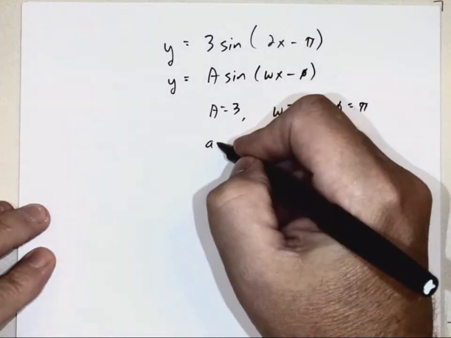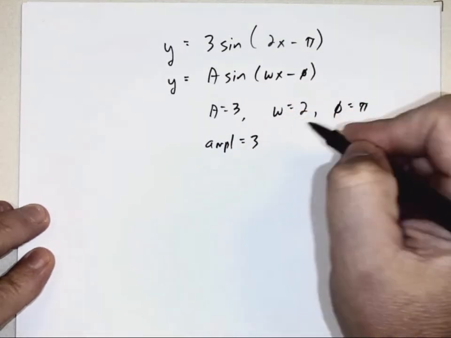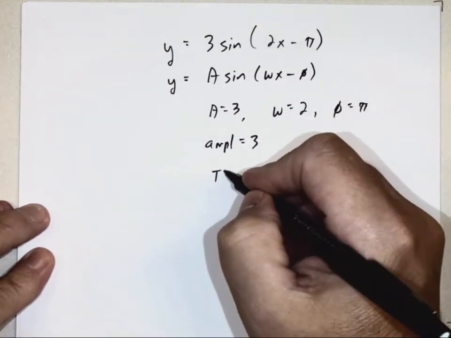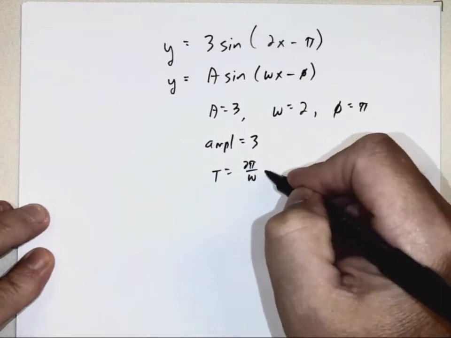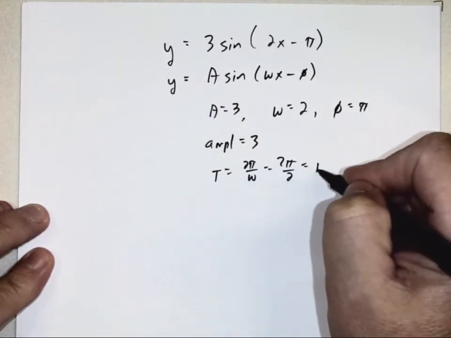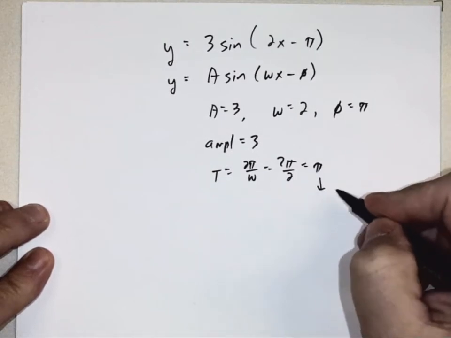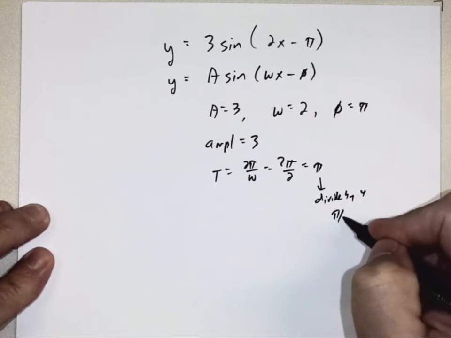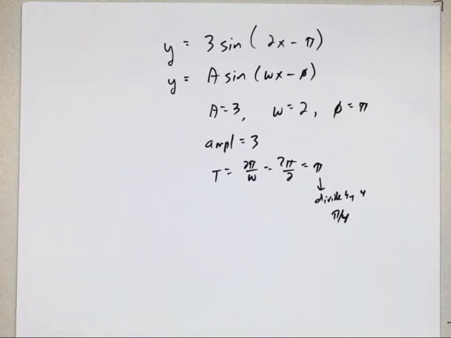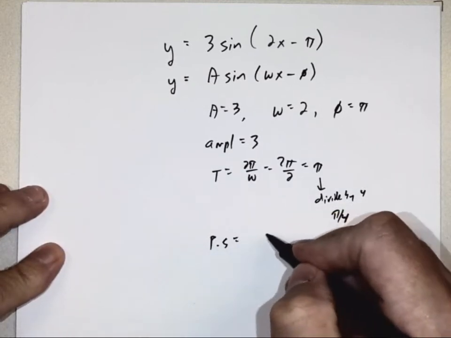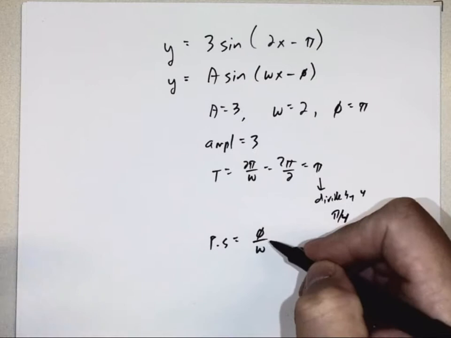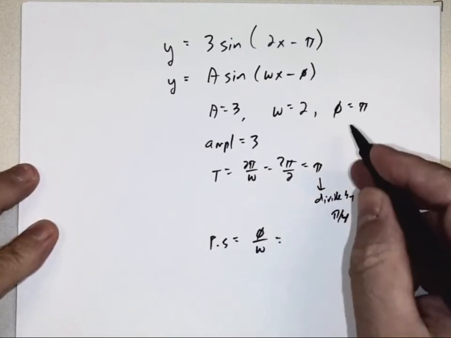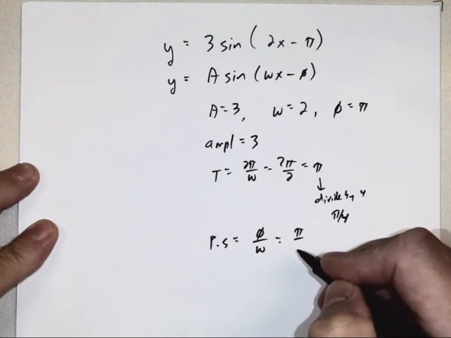Based upon that, amplitude's always easy. Amplitude's going to be 3. Period's pretty easy, right? 2 pi over omega, 2 pi over 2. Looks like the period's pi, and divide by 4. Looks like our steps are going to be every pi over 4. Now let's go ahead and calculate the phase shift, although I'm not going to graph it at first, but I will have to eventually. The phase shift is psi over omega, so it's pi divided by 2.